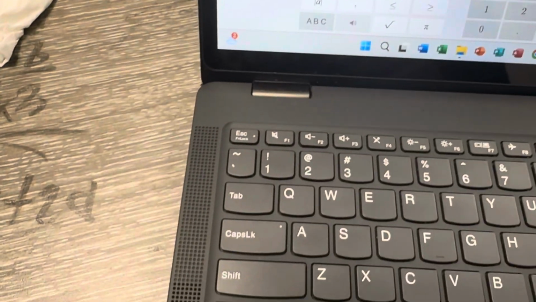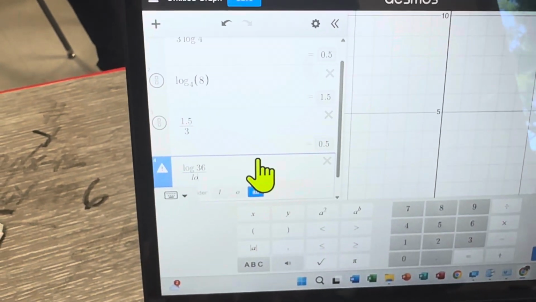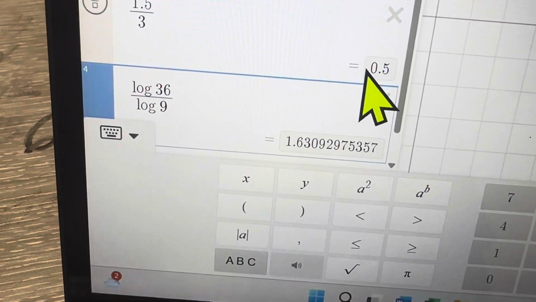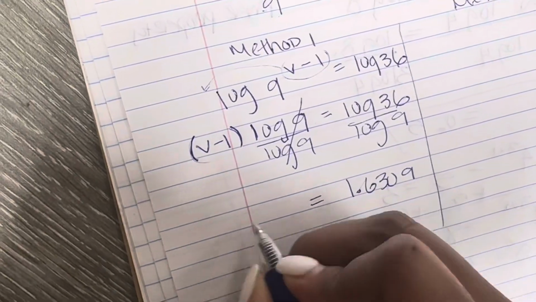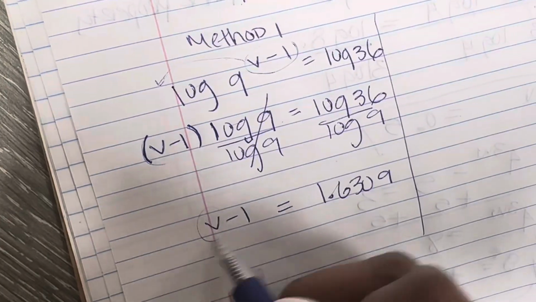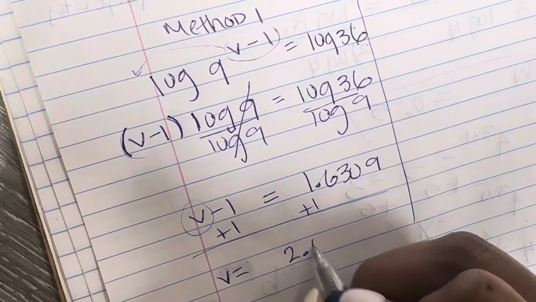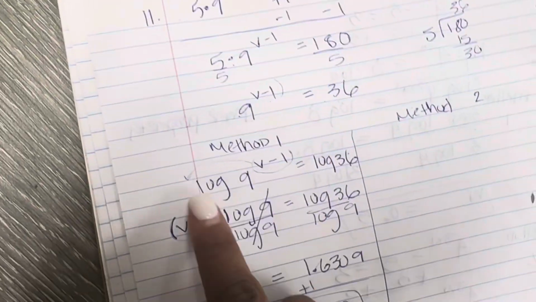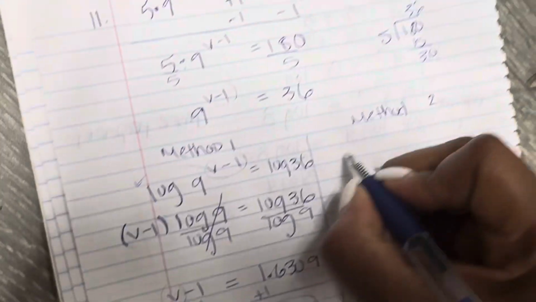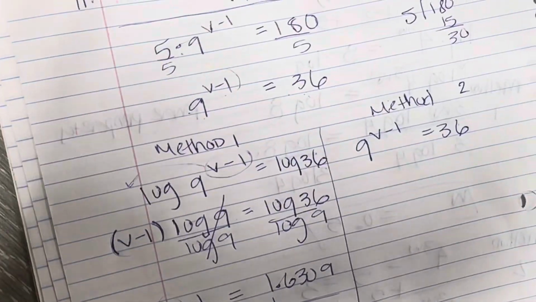So let's go ahead and go over here and type in log 36 divided by log 9. That's 1.6309 equals v minus 1. How do you isolate v? You're going to add 1 on both sides. That's method 1, by taking the log of both sides like that. If you don't like that way, then do it the loop-de-doo way. Do you prefer taking logs of both sides, or do you prefer doing loop-de-doo?